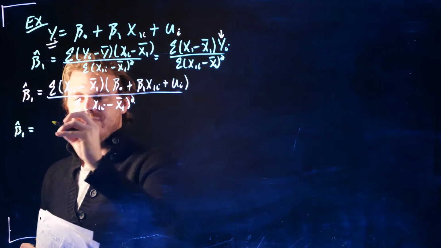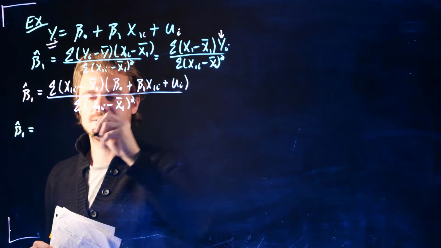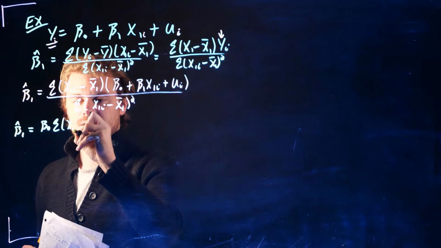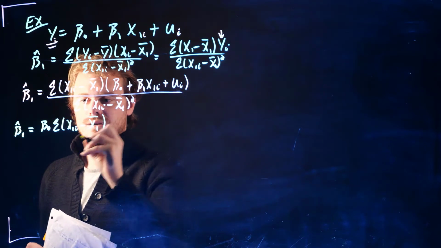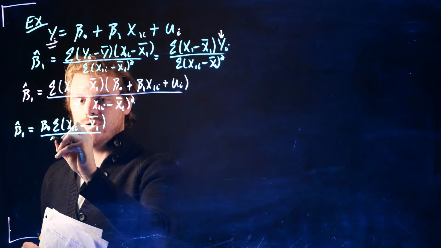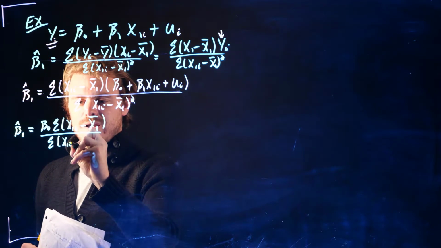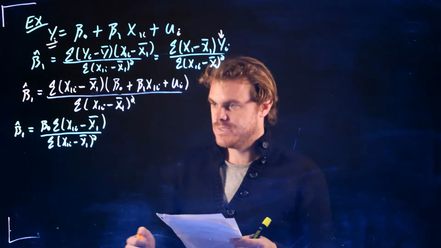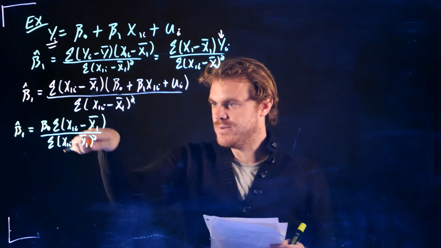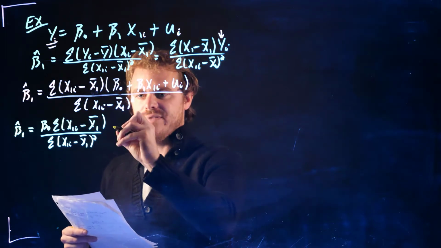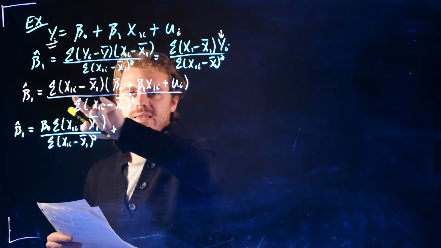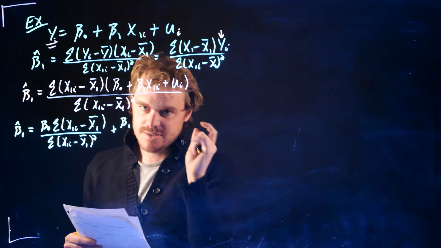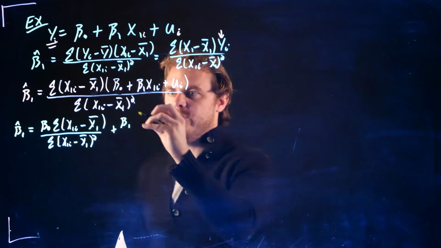This first bracket times this first term: well, beta 0 is a constant, so we can take it out of the sum. Now we have beta 0 times the sum of x1i minus x1 bar over the sum of (x1i minus x1 bar) squared. So that's that first term, and we're going to deal with that in a second. Then we have this second term. Again, we're multiplying this by this. Beta 1 is a constant. It's the true value, so it's just some value. We don't know it, but it's not random.